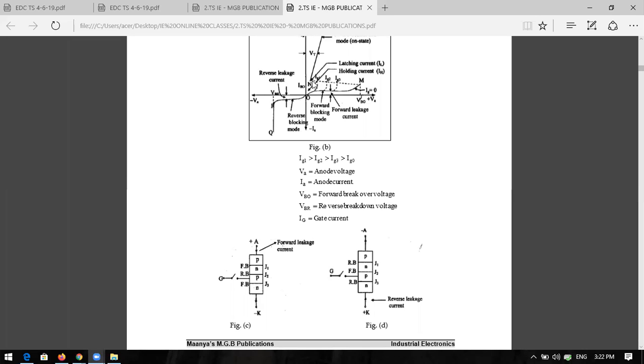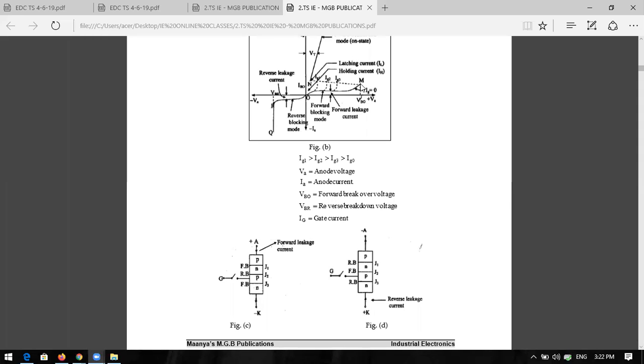changes its direction, and after some current, which you can call the latching current, it suddenly raises the overall current. It raises more. So it is the forward conduction mode. Before the breakover voltage, a small or minute current flows in the circuit. That is a leakage current.